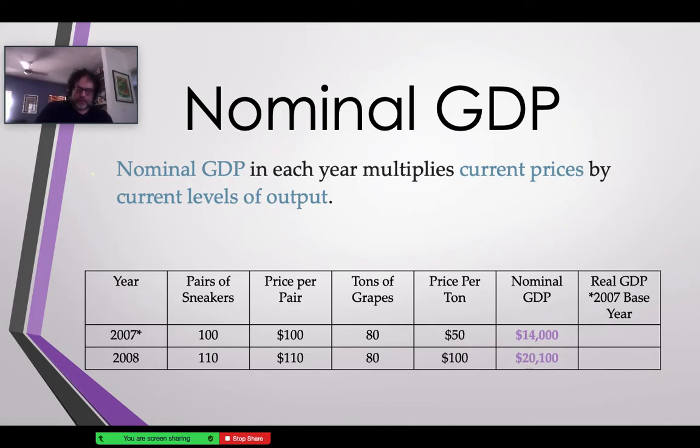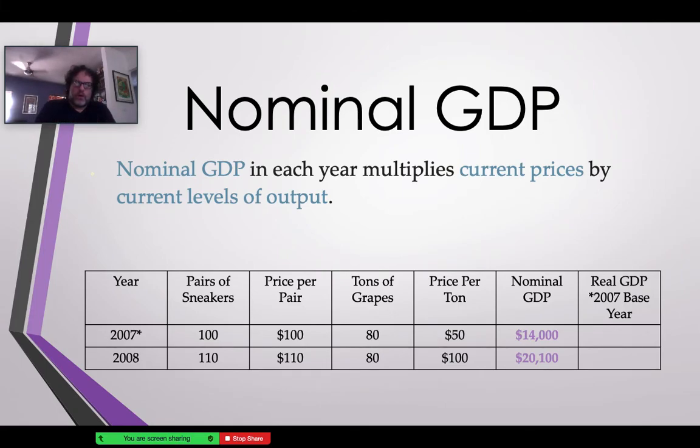Do the same thing for 2008. Nominal GDP for 2008 is $20,100. But here we can look at it and eyeball it and tell. If we were adding up the entire economy and the number was higher, we wouldn't know: did things get more expensive or did we make more?